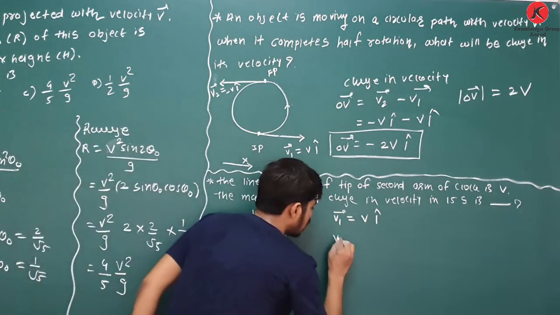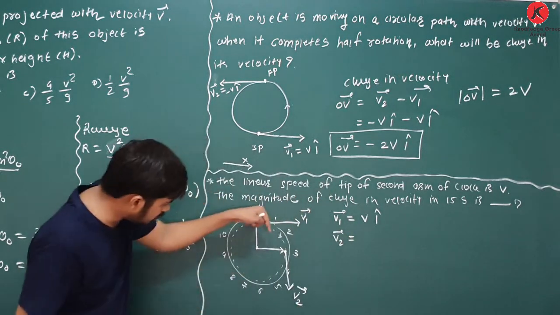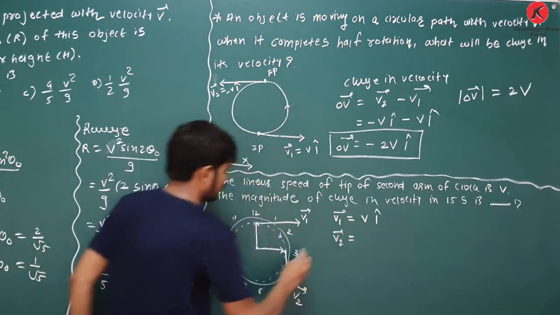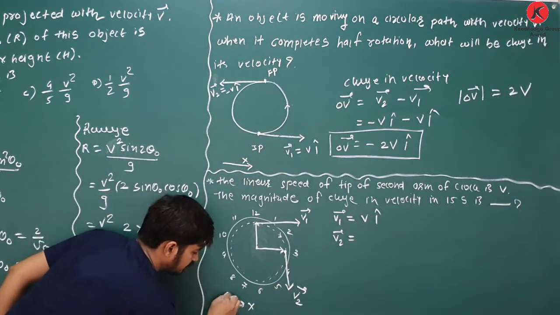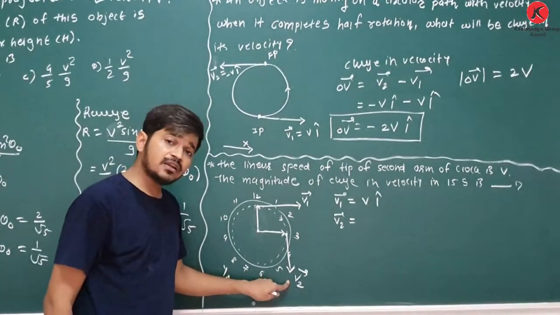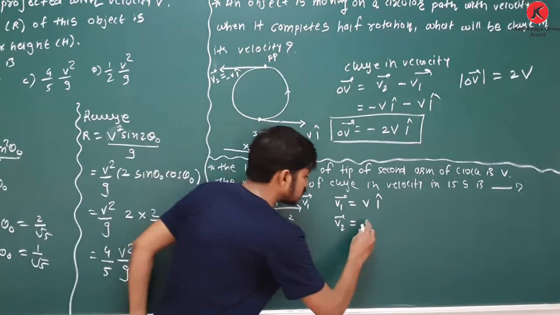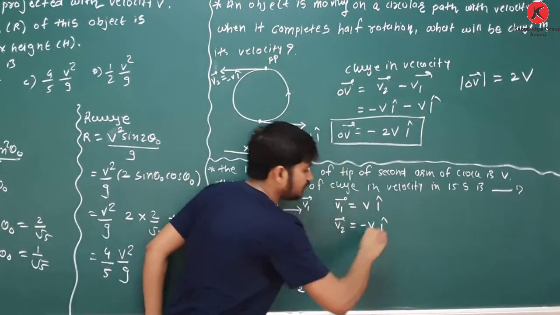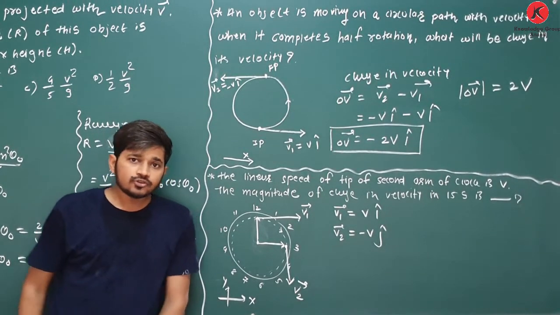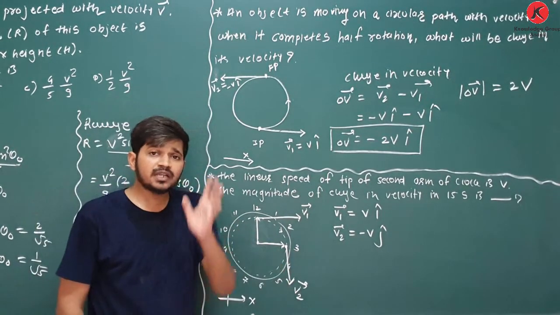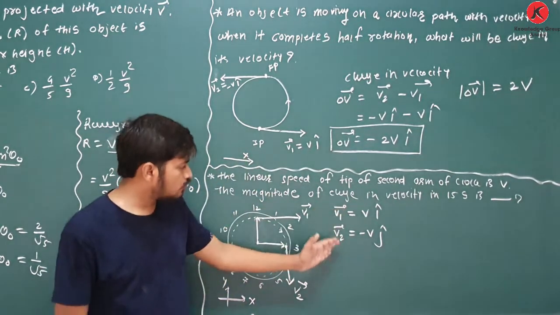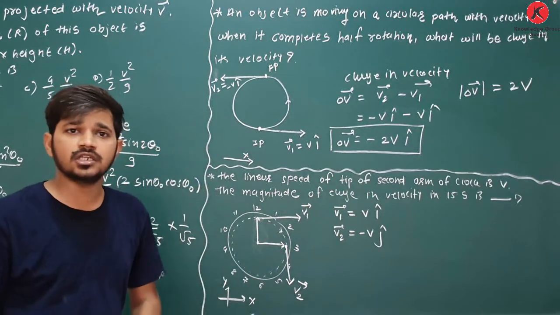Then what is V2? V2 is in the vertically downward direction. If you take this direction as X and this direction as Y, then it is in the downward direction, that is the minus Y axis. You can write it like this: minus Vj. Clear about this? Whenever it is performing circular motion, you have to remember what the direction is. Clear about this?